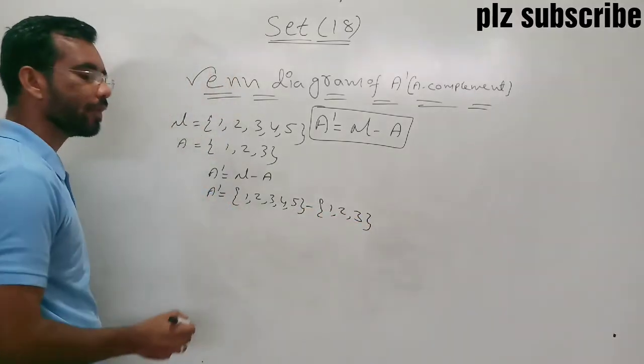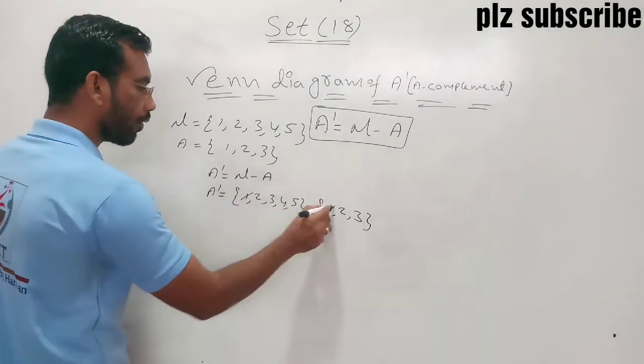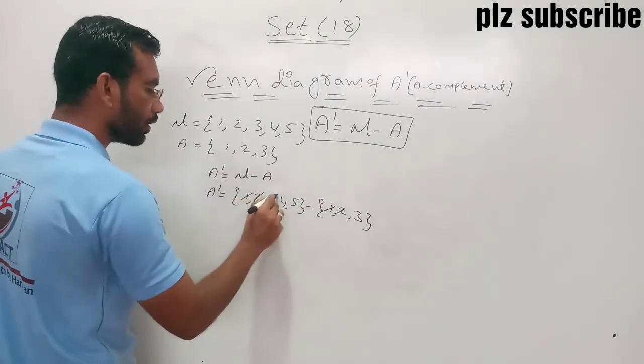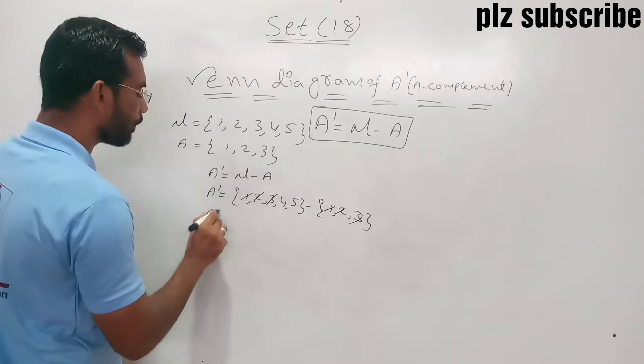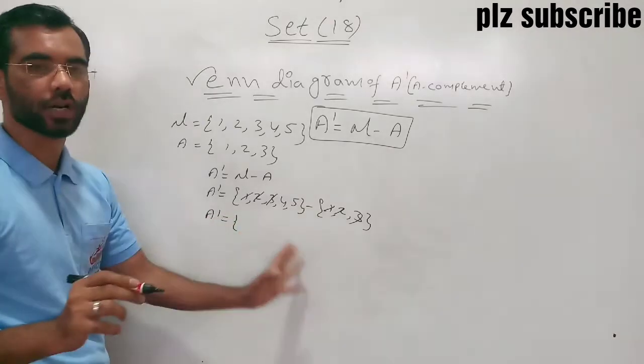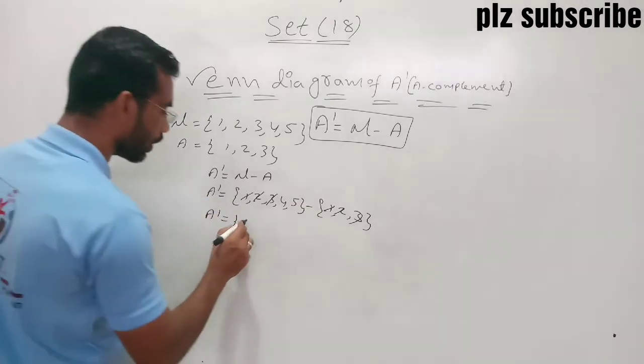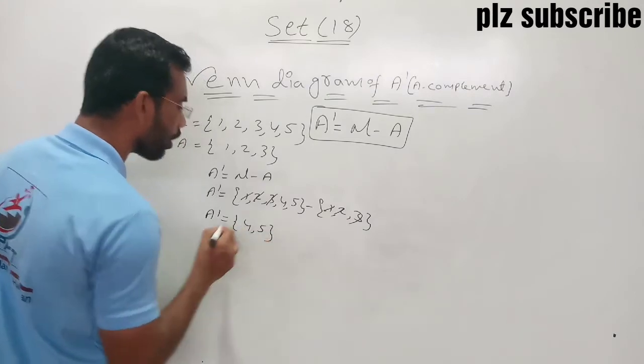Now, what are the common elements? You should cancel those: 1, 1, 2, 2, 3, 3. So A complement is equal to what is remaining in mu, and you should write only that: 4 comma 5.